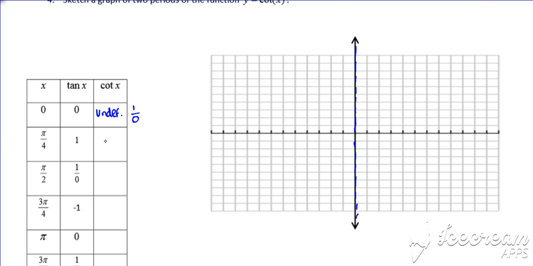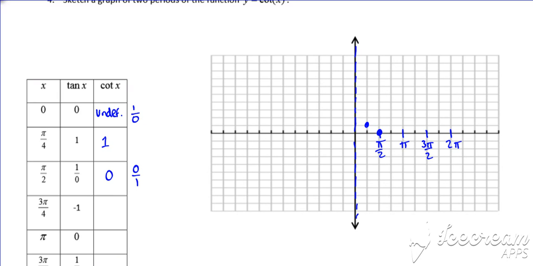At pi over 4, tangent is 1, so the reciprocal of that would simply just be 1. So again, setting it up the same way I did before with 2 pi, pi over 2, and 3 pi over 2, right? So at pi over 4, it's 1. Notice how after the first asymptote, you're not going low, you're actually going to a higher spot above the x-axis. And then at pi over 2, where your tangent is undefined, the reciprocal of that would be 0. So at pi over 2, cotangent is 0, where tangent was undefined.